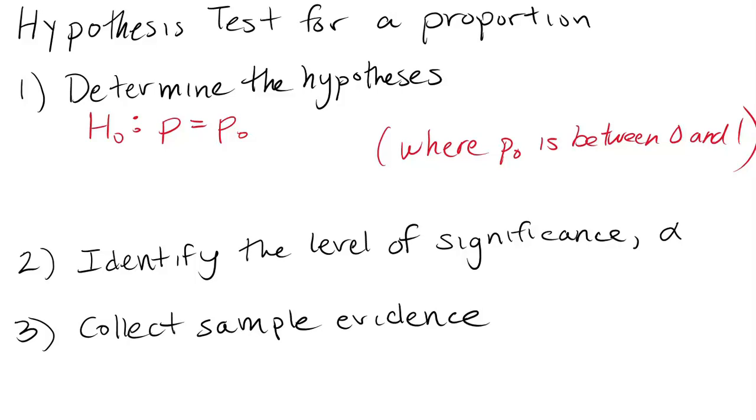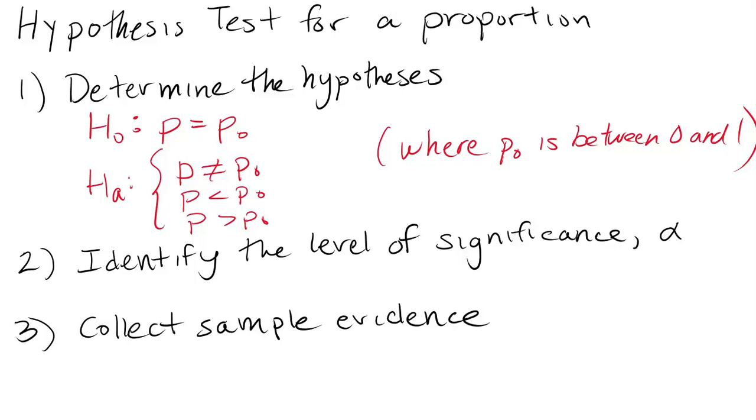The alternative hypothesis has to somehow contradict that, and there are 3 ways that we could contradict that. We could contradict that by saying that p is not equal to p sub 0, that it's somehow different, that p is less than p sub 0, or that p is greater than p sub 0.